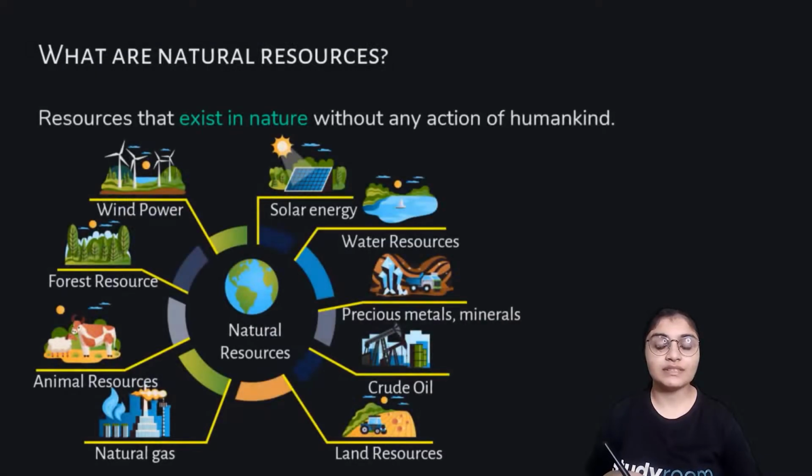So what do we actually mean by natural resources? Resources that exist in nature without any action of humankind are known as natural resources. The resources that are directly given to us by nature and we use them, right? Resources like solar energy, water resources, precious metals or minerals, crude oil, land resources, natural gas, animal resources, forest resources, wind power, all these are examples of natural resources. And we use many of these resources in our daily lives, right? So these are the resources that we get from nature and are known as natural resources, and they exist in nature as well.